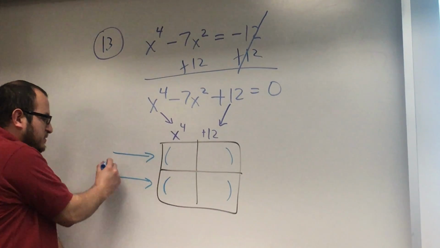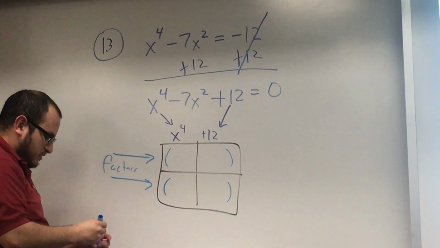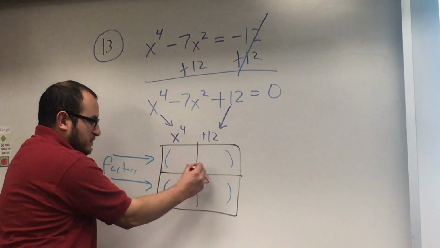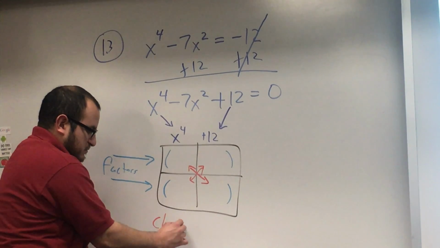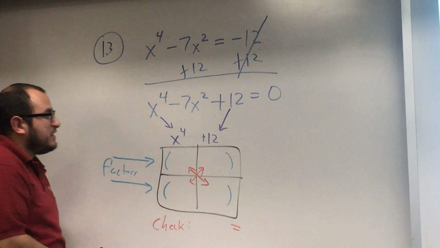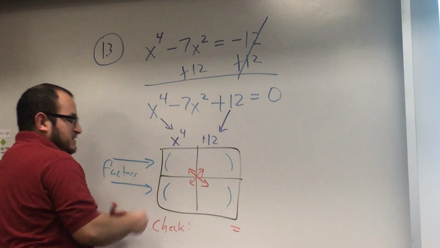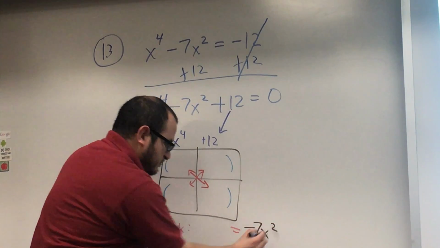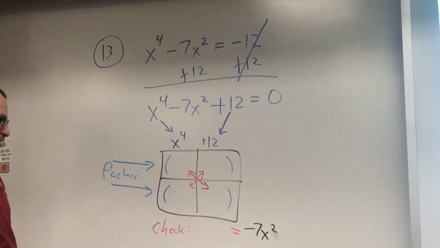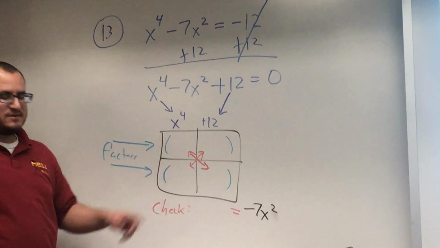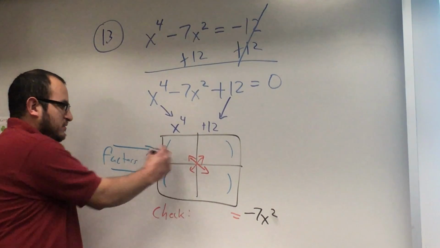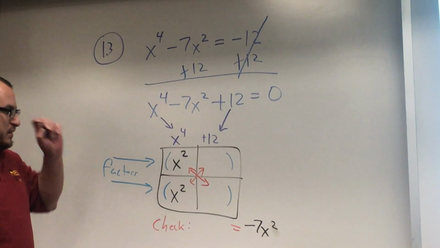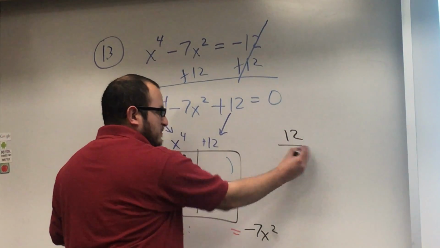Remember that our answers go this way. These are known as our factors. And we want to check that when you cross multiply, that's why I have it in red, your answer that you want is negative 7x squared. All right, here we go. So we want x to the 4th. How do we get x to the 4th? x squared times x squared.